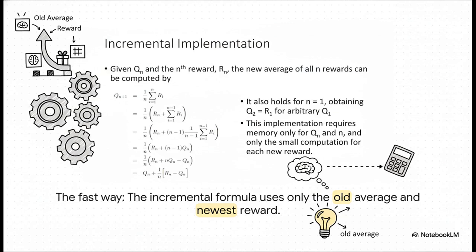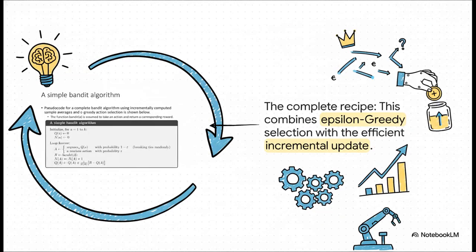That Rn minus Qn part is basically the error or surprise. How different was the new reward from what we expected? And the 1 over n part is our step size. We're just nudging our old estimate a little bit towards the new reality. And the best part? We don't need to remember the history of rewards anymore. All we need is the last Q value and the count n. It's incredibly efficient.